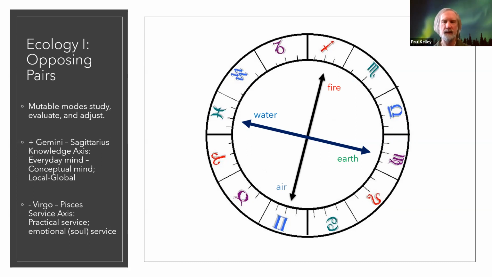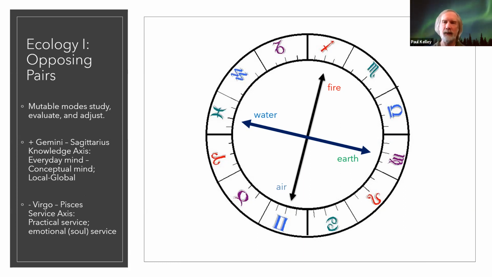Mutable modes. Mutable oppositions are interesting. They're very stimulating. I have a lot of mutable energy in my chart. They tend to go all over the place. And so when you're talking about the yang axis of mutable signs, you're talking about Gemini and Sagittarius, and these are all about learning, and knowledge, and education.